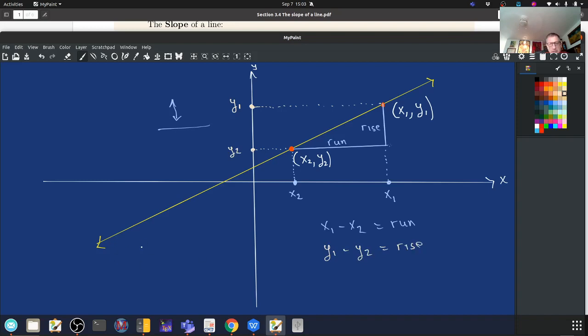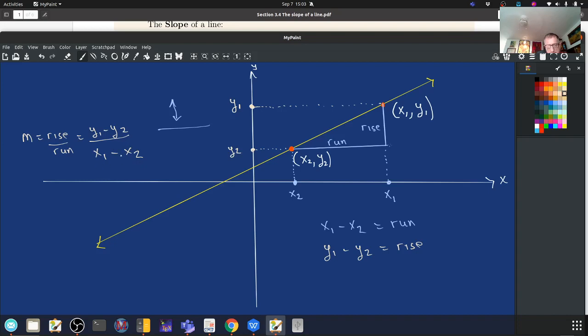So that gives us the formula. If x1 and y1 and x2 and y2 are points on the graph, then the slope, m, is equal to rise over run, which is equal to y1 minus y2 over x1 minus x2.